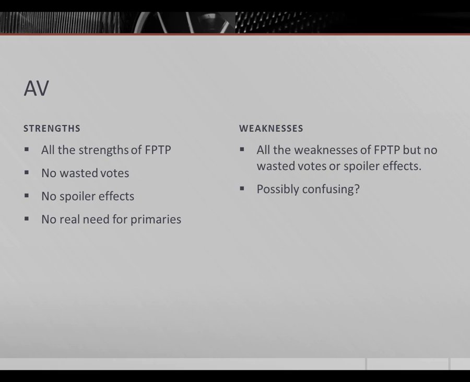So let's look at some of the strengths and weaknesses of the alternative vote system. Well, it's got all the strengths of first past the post, for sure. But it adds some extra strength. There's no wasted votes, right? If you voted for an unpopular candidate, your vote still counts. It's just going to get reallocated to your second favorite choice, which means you avoid the spoiler effect. You have no wasted votes, and you avoid the spoiler effect. You don't have to worry that by voting for your favorite candidate, you're going to cause your least favorite candidate to get elected. It also eliminates the need for primaries if you don't want to have them.